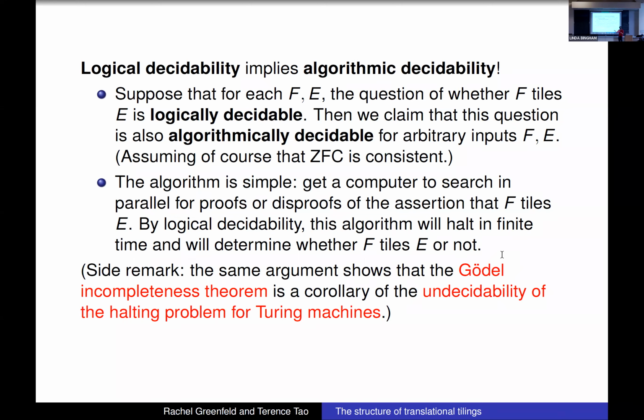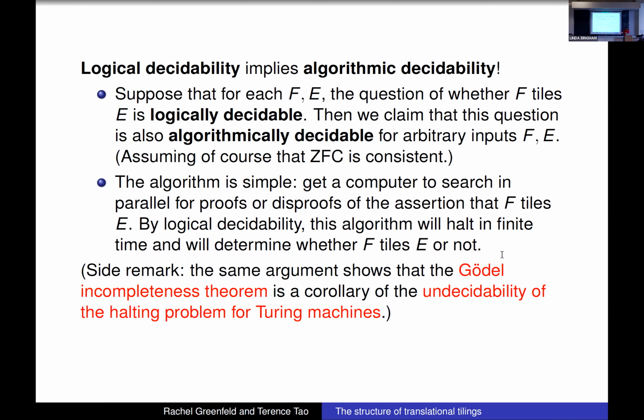this problem is also algorithmically decidable, because the logical decidability gives you a very obvious algorithm, right? The algorithm is that you get your computer program to just enumerate all possible proofs and disproofs of the sentence "F tiles E". There's a countable number of possible proofs in the world, and you just go through them. This is a very slow algorithm, but if your question is decidable, eventually this algorithm is guaranteed to hit either a proof or disproof that F will tile E. And so if your problem is logically decidable, then it is also algorithmically decidable.